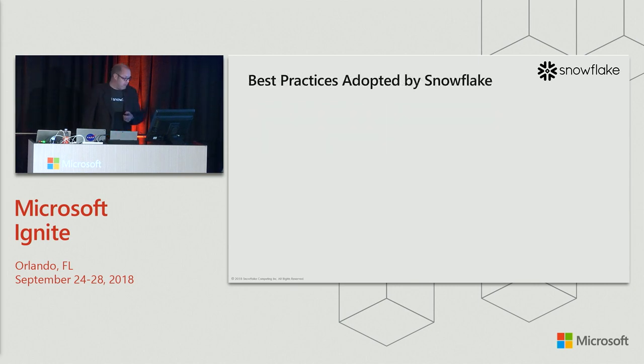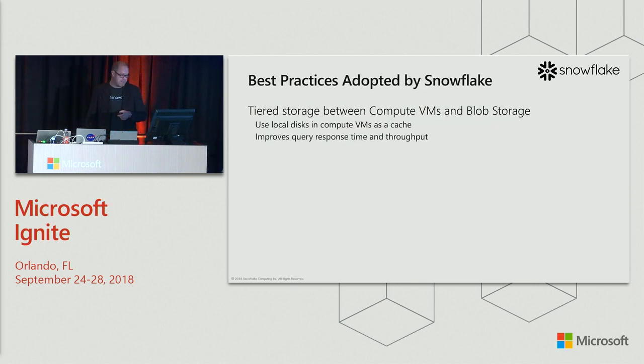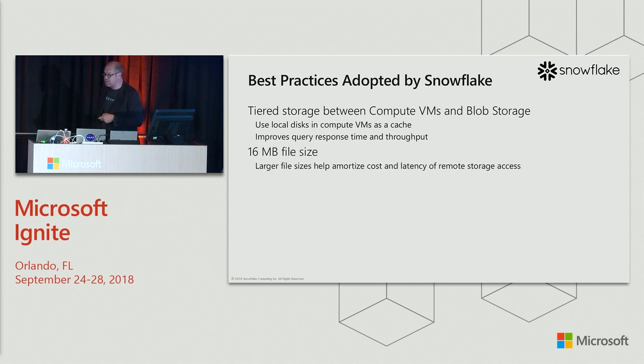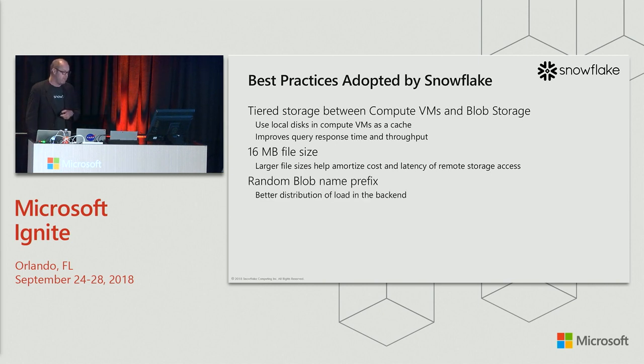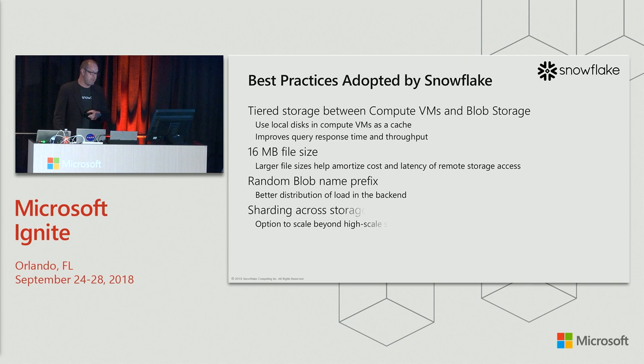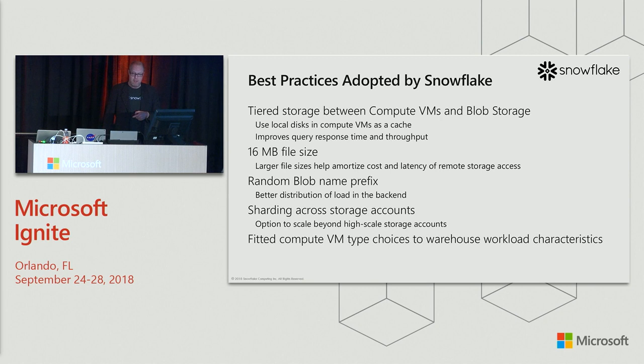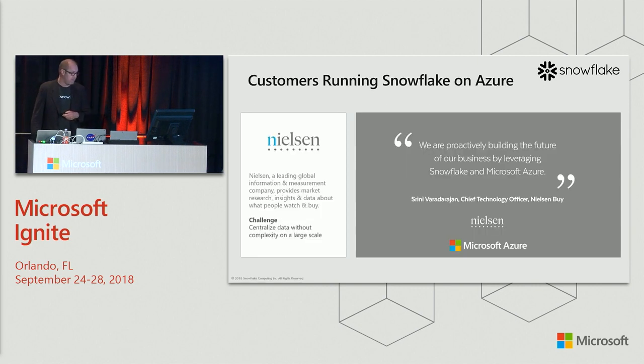We've been very focused on adopting best practices. I've talked about the tiered storage model. We are also using fairly large file sizes, larger than typical database page sizes, to amortize the cost of round trips into remote storage. We are randomizing naming wherever possible: file names, container names, storage account names. We have the option to shard across storage accounts for additional performance boost. And we spend a significant amount of time finding the best fit in terms of VM SKU for data warehousing workloads and scenarios.